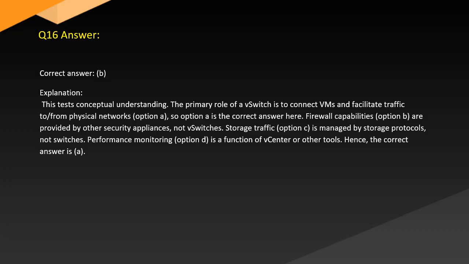Answer. Correct answer: B. Explanation. This tests conceptual understanding. The primary role of a vSwitch is to connect VMs and facilitate traffic from physical networks. Option A is the correct answer here.